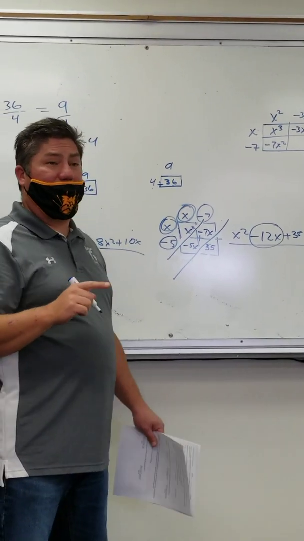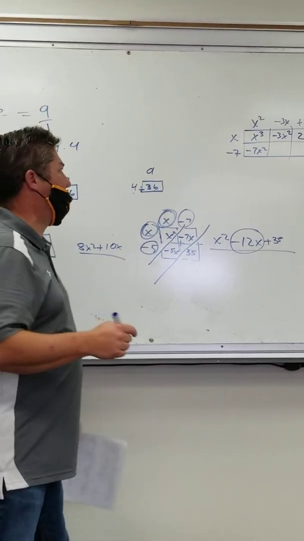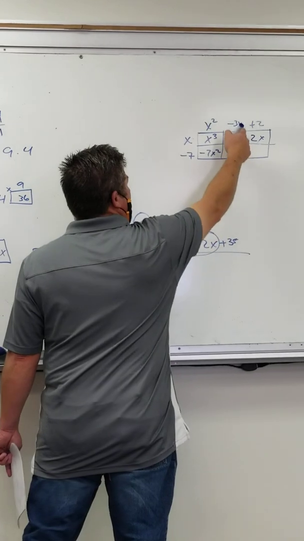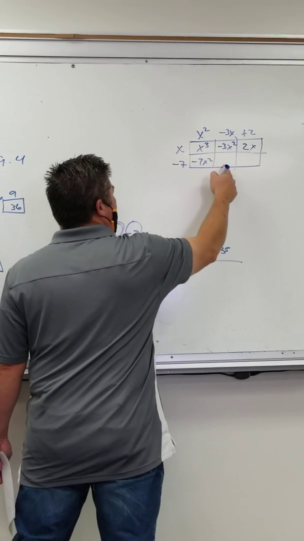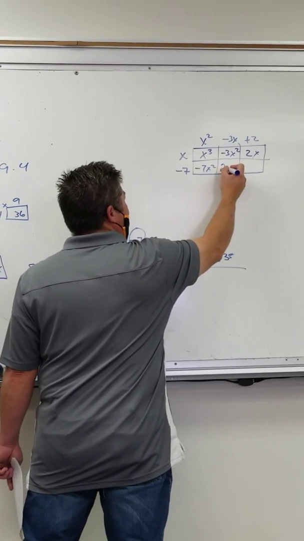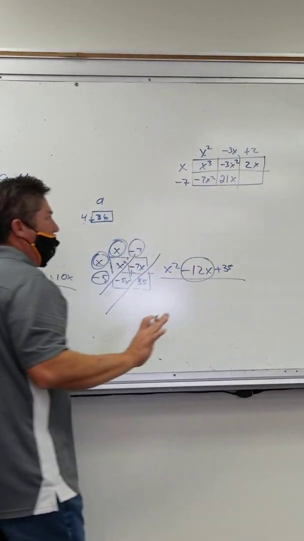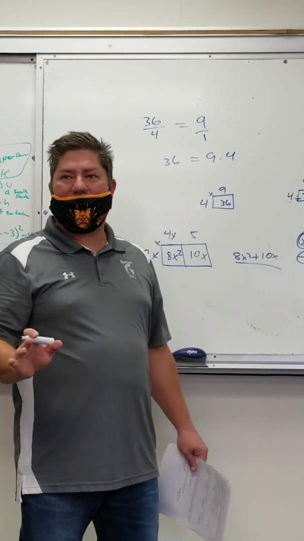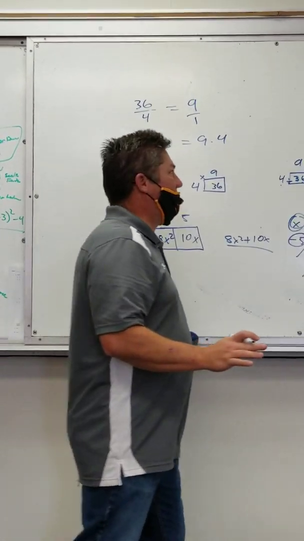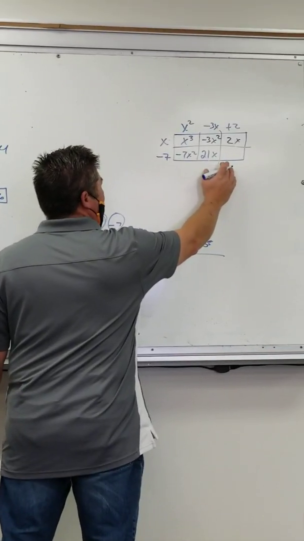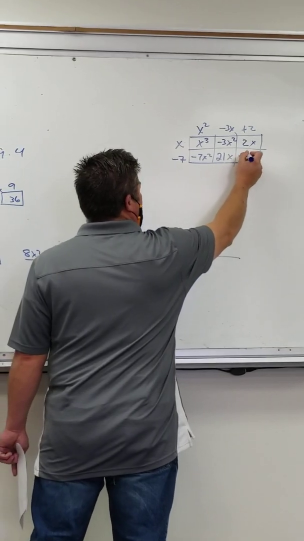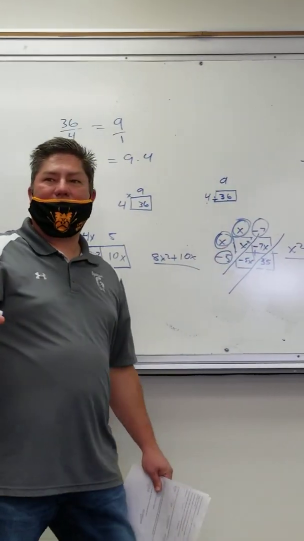What's the next one? This is one of the harder ones, okay? Trinity, what's the next one? 21x. How come it's positive? Because a negative times a negative is a positive. Okay, positive there. And then Sid, what's the last box? Negative 14. Is that my answer? Am I done? No, no.